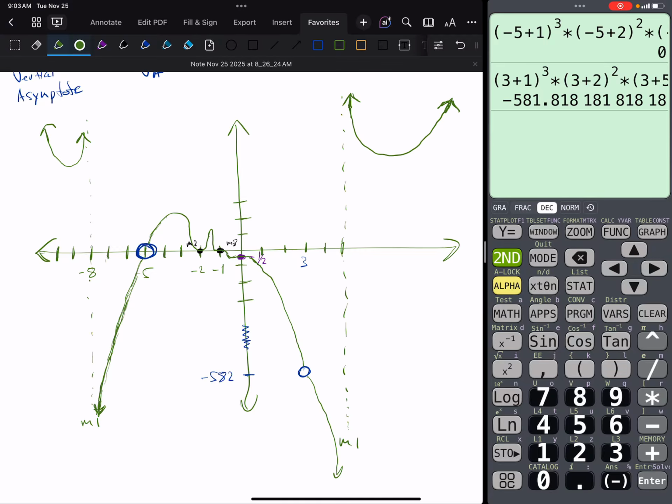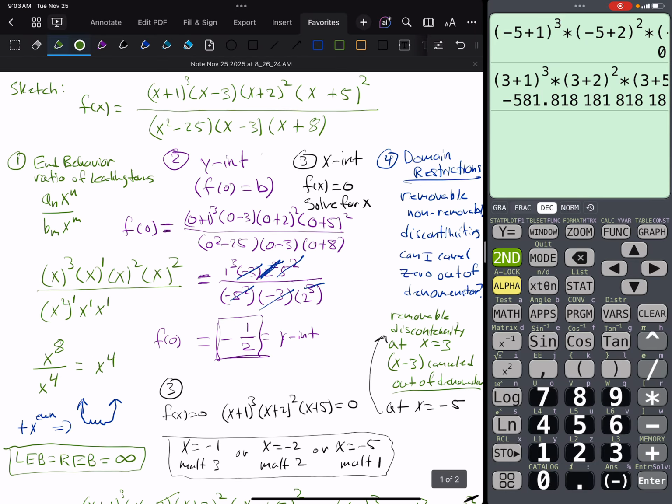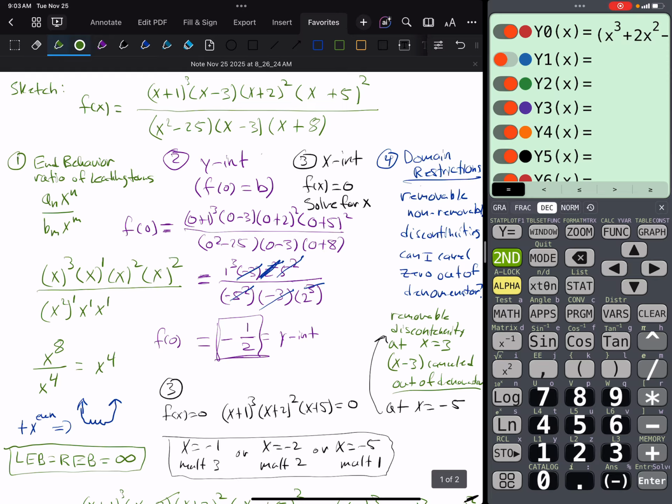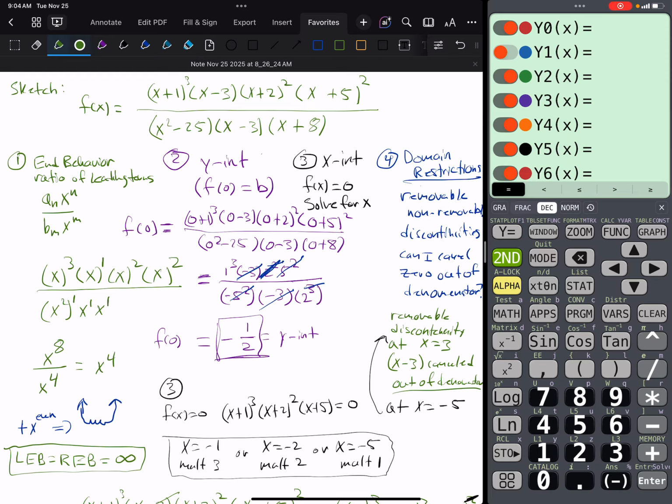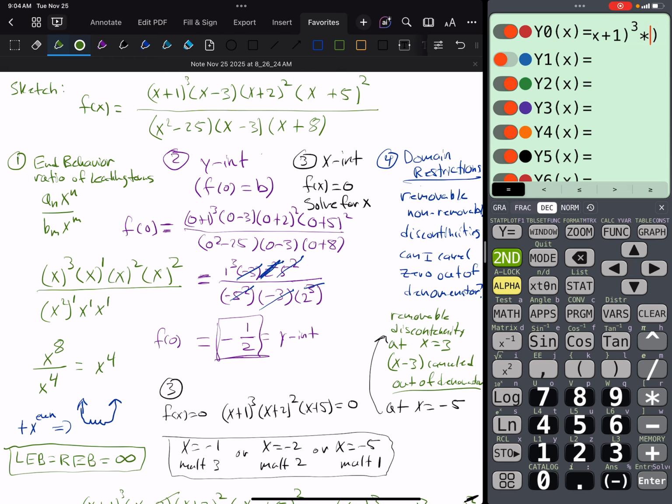Let's type this thing into the calculator and see if I've done this right. If I go up to the very beginning, because you always want to compare to the first problem statement, I've got parentheses for the numerator. I got x plus 1, and then I want to cube that. Then that's going to be times my x minus 3, and then that's going to be times my x plus 2, and then I want to square that.